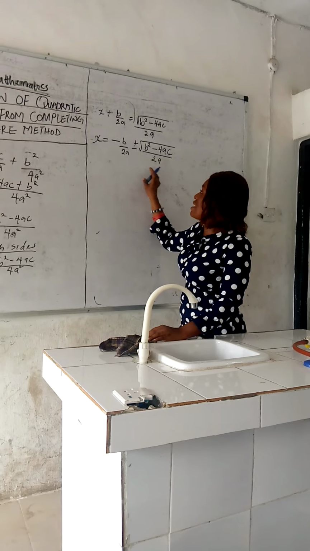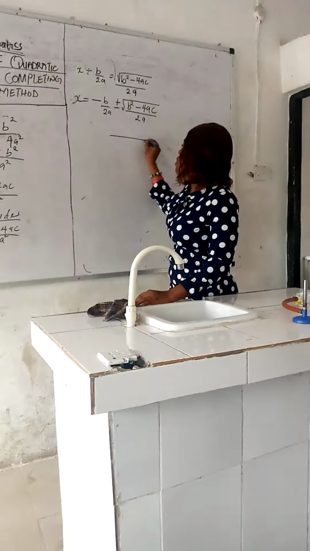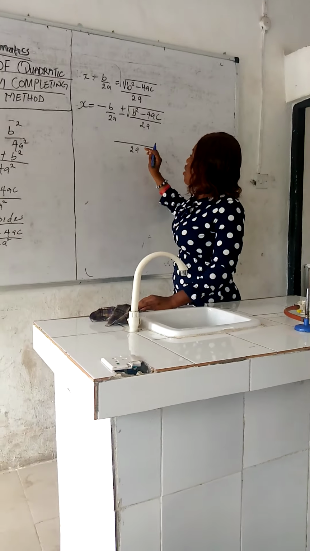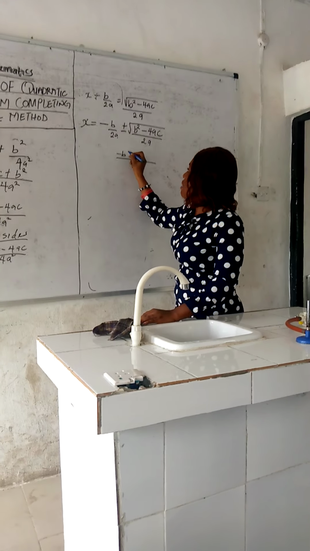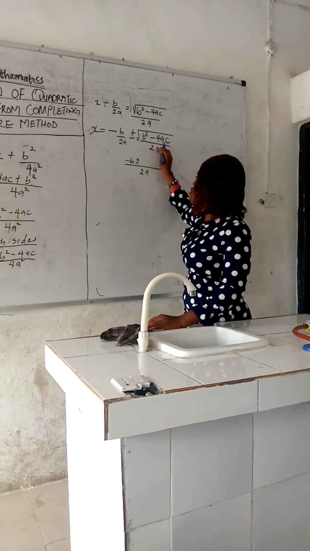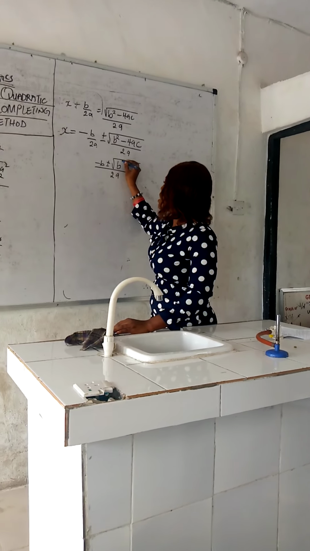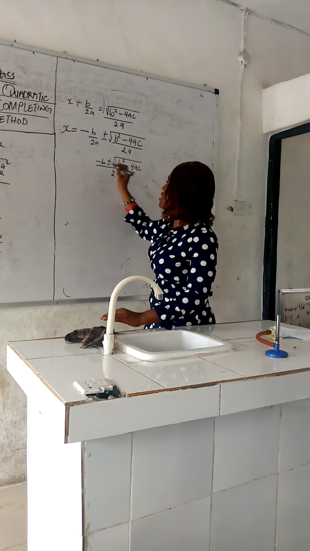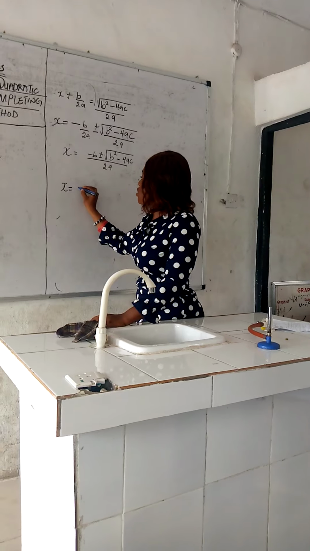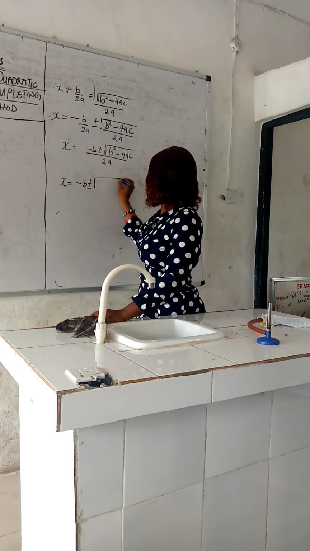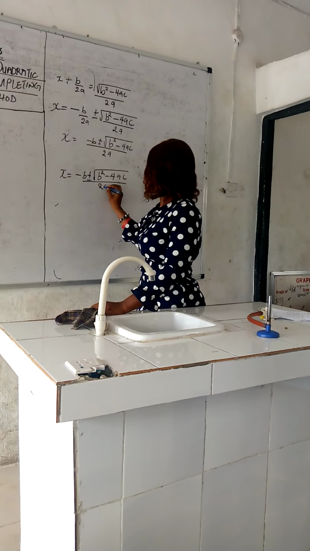Now looking at it, the denominators are alike, so just pick one. So we are having over 2a. Now when 2a goes into 2a is 1. 1 times minus b is minus b. Plus or minus, 2a goes into 2a is 1, times everything here still gives you the same thing, which is b squared minus 4ac. Now we are having x is equal to minus b plus or minus the square root of b squared minus 4ac over 2a.